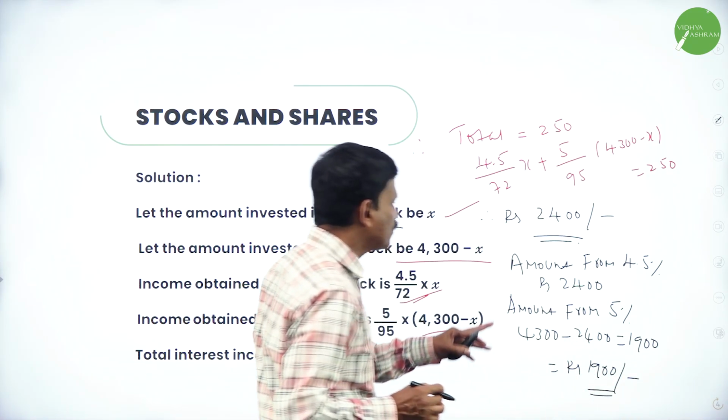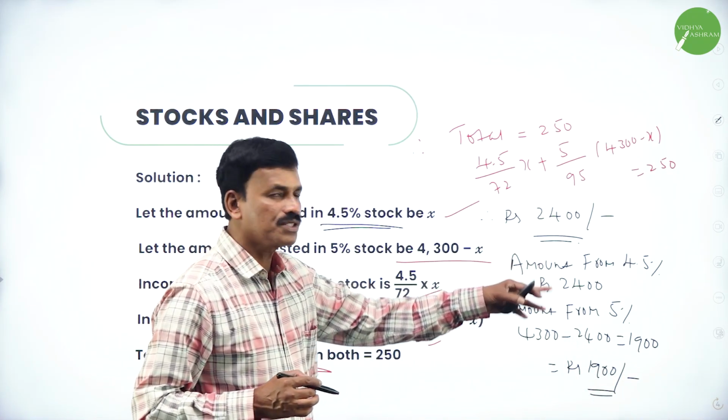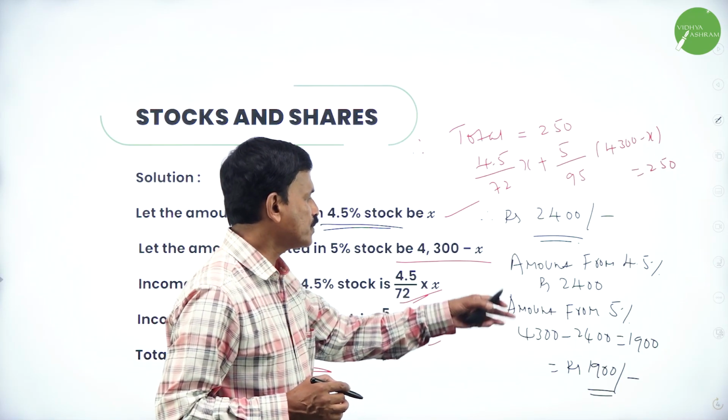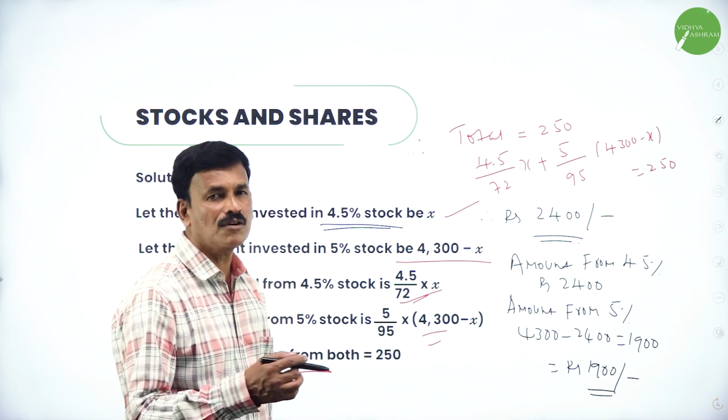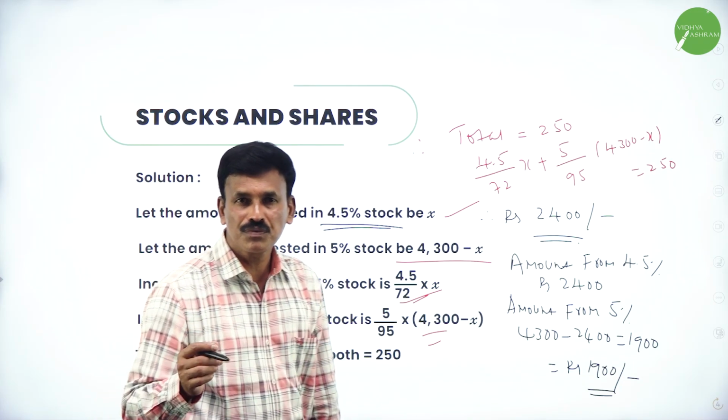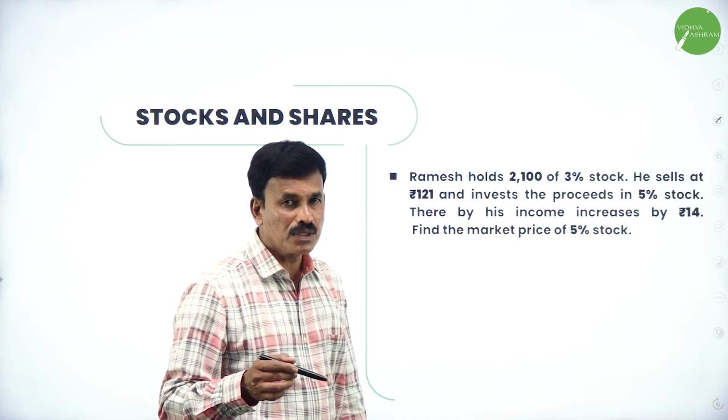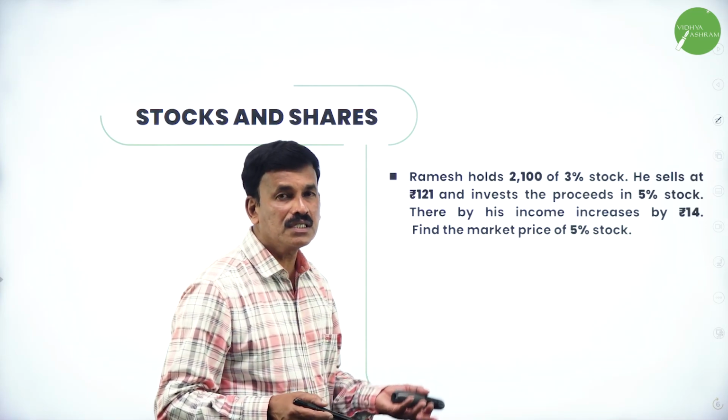So the amount obtained from 4.5% is 2,400 and the amount obtained from 5% is 1,900. That's it. This is how we are going to solve this problem. Hope you followed. Okay. Let us move on to the next problem, similar to the one we did in the last class.